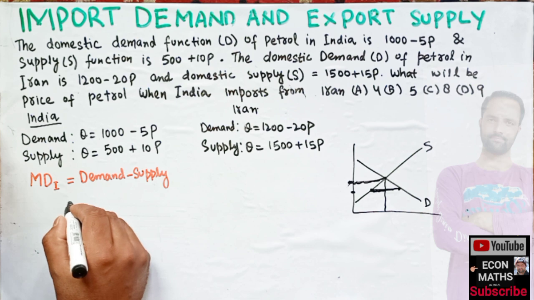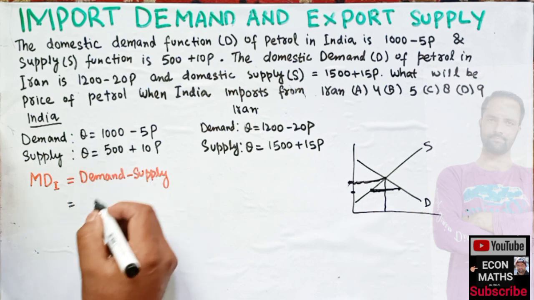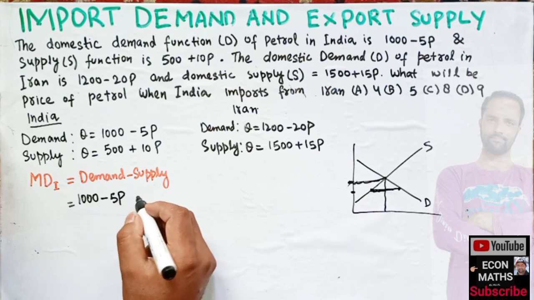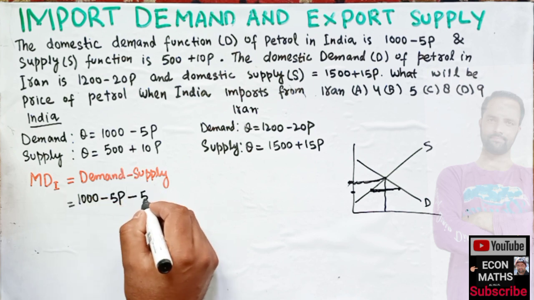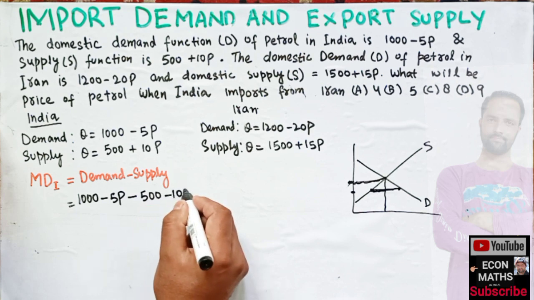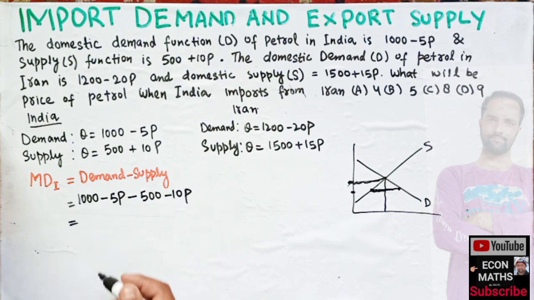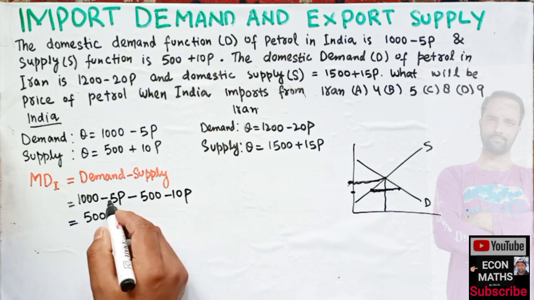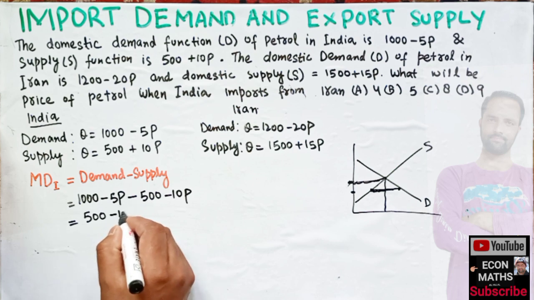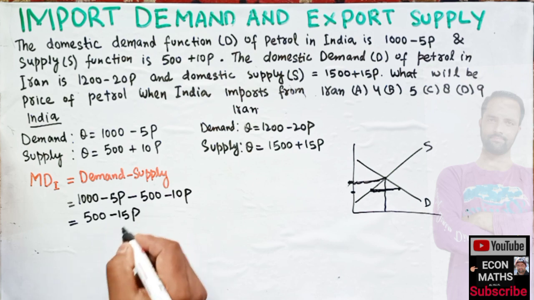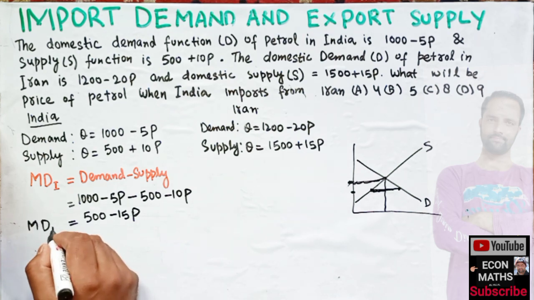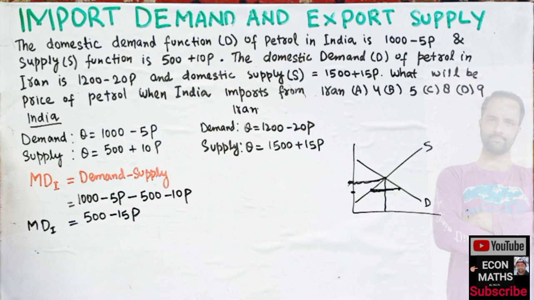What is demand? Demand is given as 1000 minus 5p, minus the supply, which is 500 plus 10p. So this will be 500 minus 15p. This will be India's import demand schedule.